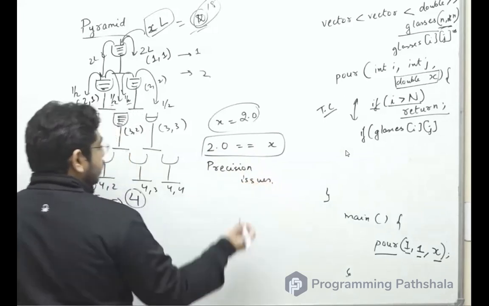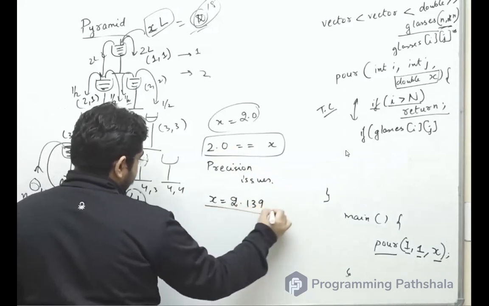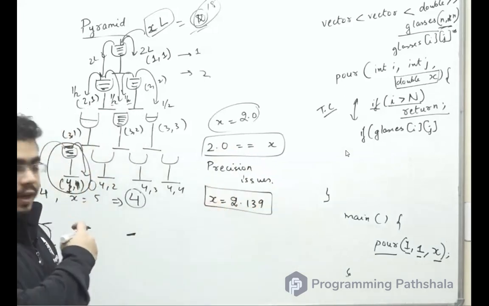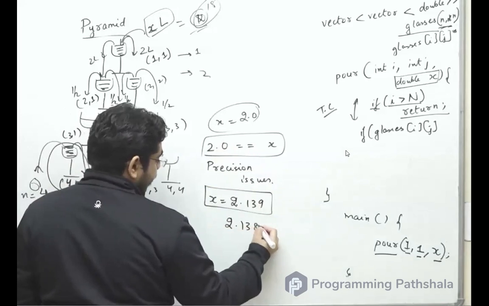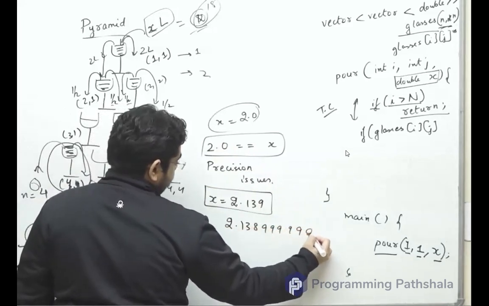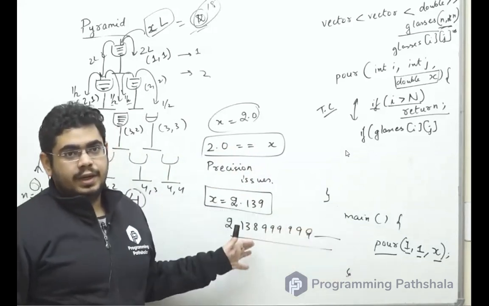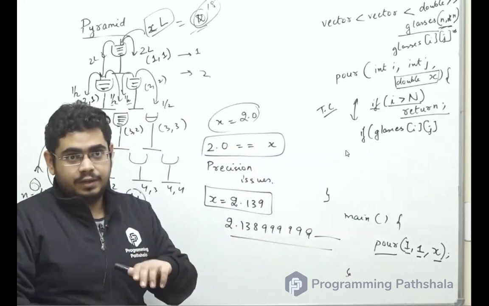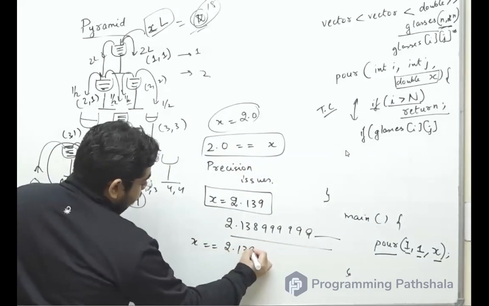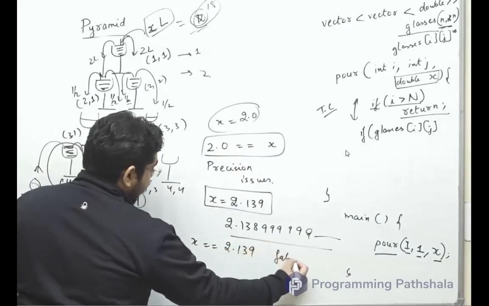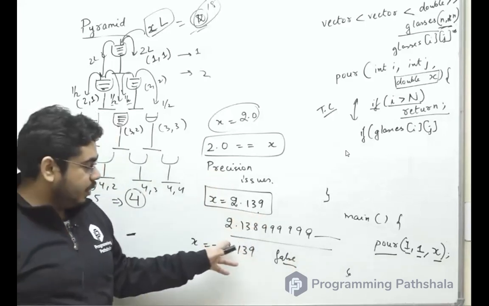So as an example, if I have stored x equal to 2.139, it might on the backend be storing 2.138999999. Am I making sense? Because it just stores it like a division, this divided by something else. So when you say x equal to 2.139, the check might be false, even though you have just put x equal to 2.139, because on the back end, it might be storing it like this.